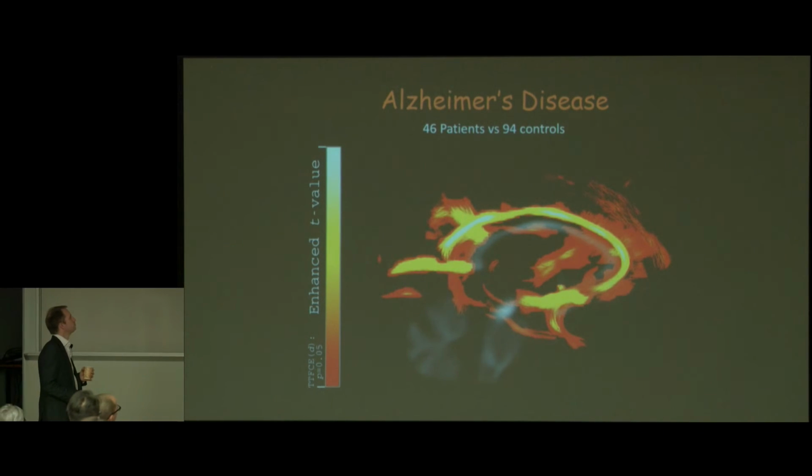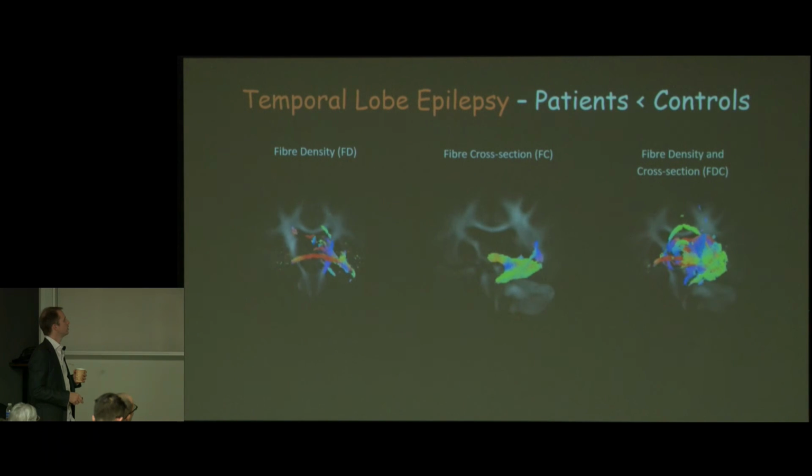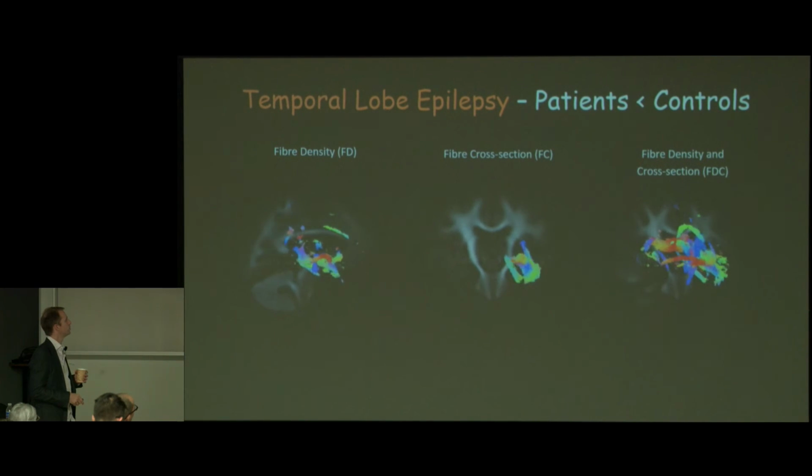So that's that one. This is now looking at temporal lobe epilepsy, patients versus controls, and they've all been realigned to have the seizure onset on the same side. Fiber density, fiber cross-section, so this is the morphological analysis, if you want, and that's the combined analysis. And hopefully these movies will start synchronously. I was hoping they would, but obviously that's too much to ask.